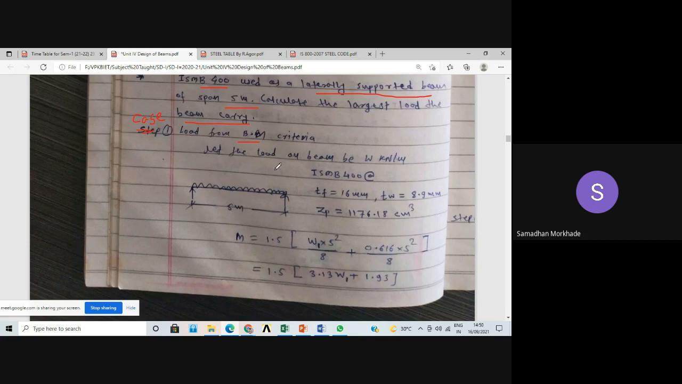Let the load on the beam be W kilonewton per meter. ISMB 400: first of all, note down all the properties of ISMB 400 from the steel table. These are the properties I have noted down. Thickness of flange is 16 mm. Thickness of web is 8.9 mm. ZP is the plastic section modulus, that is 1176.18 centimeter cube.